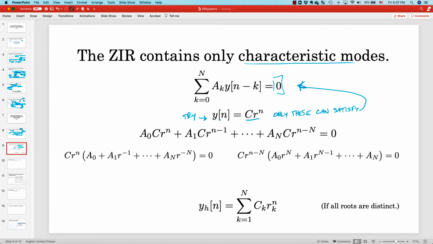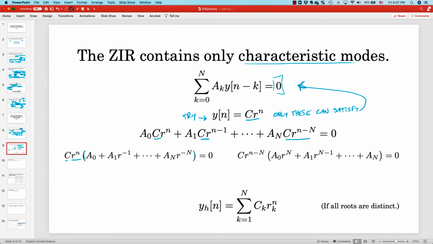We're basically going to try this. And the only knowledge we have is that this function y of n has to satisfy the homogeneous equation. So if you plug it in, here's our y of n, here's y of n minus 1, and here's y of n minus big N. Now, these terms all have a lot in common. In fact, they have the c in common. And if we factor out a little r to the little n, then what's left is the constants a and a bunch of r's raised to negative powers.